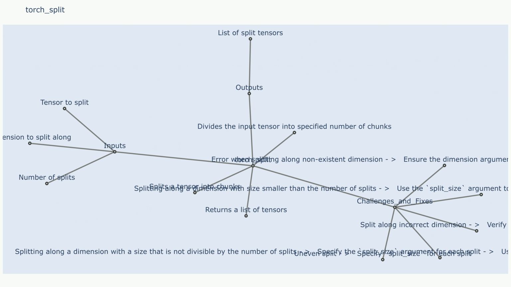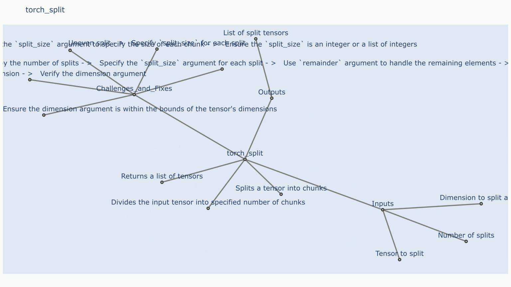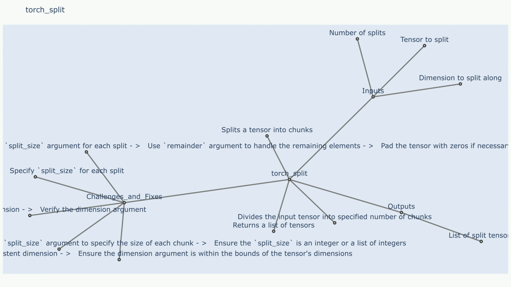If it's an integer, it represents the size of each subtensor along the split dimension. The tensor will be divided into as many subtensors as possible with this size. If it's a list of integers, each element represents the size of a corresponding subtensor. The length of the list determines the number of subtensors. The sum of the elements in the list should be equal to the size of the input tensor along the split dimension.